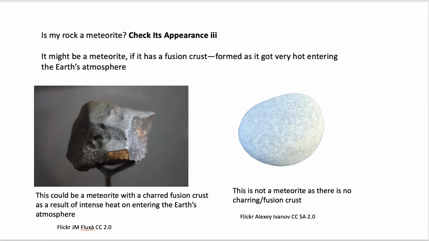If it has a fusion crust, if you look at the bottom of the left-hand diagram, you can see some of the outer layer chipped off, and you can see a very thin layer, which is the fusion crust, formed as it gets very hot entering the Earth's atmosphere. But not all dark rocks will be meteorites.